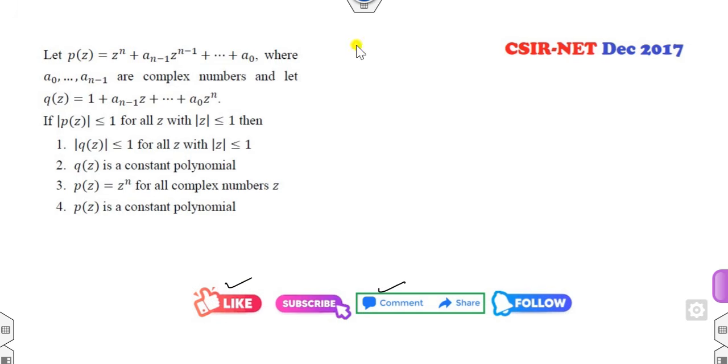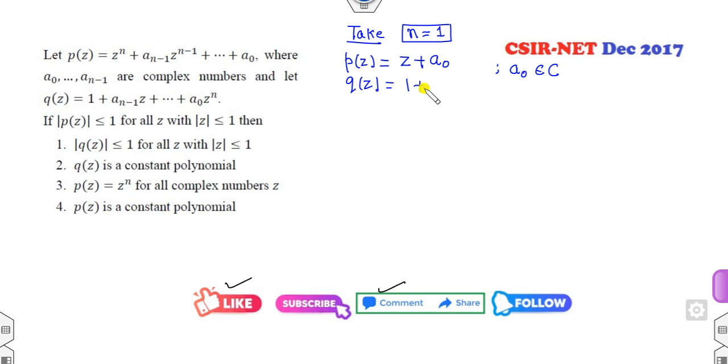Let p of z be a polynomial where the a_i's are complex numbers, and let q of z be as given. Firstly, you can take any of the polynomials. So let's say n is 1. Then your p of z will be z plus a naught, where a naught is a complex number. Let q be, when n is 1, 1 plus a naught z.